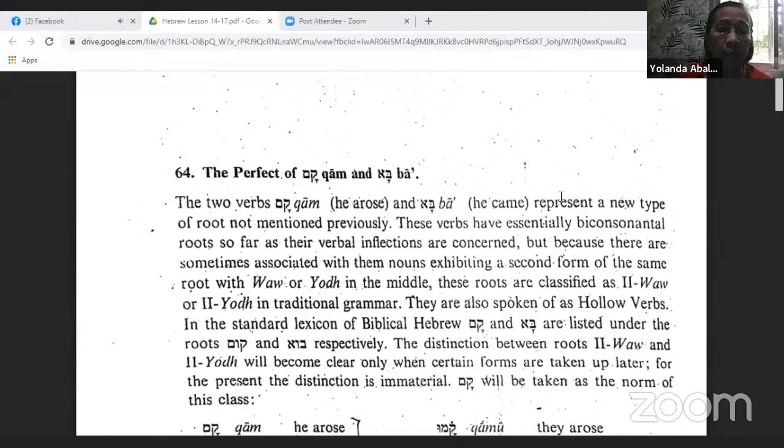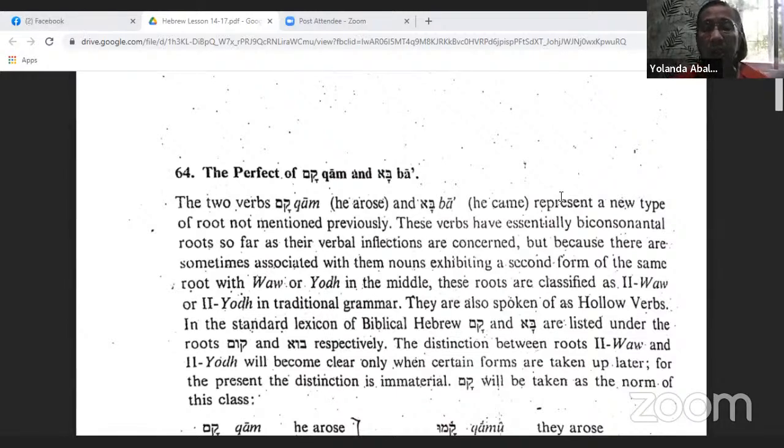The verb come means he arose. And the verb bo means he came. They represent a new type of root not mentioned previously in the lessons. These verbs are essentially biconsonantal. So ano ibig sabihin ng biconsonantal? Two syllables ng roots, so far as the verbal inflections are concerned.